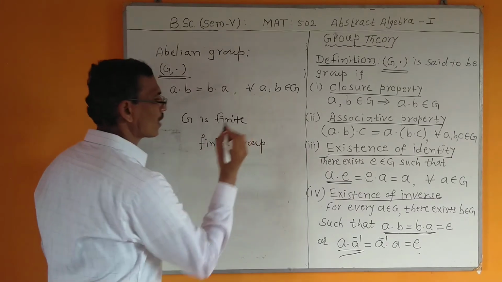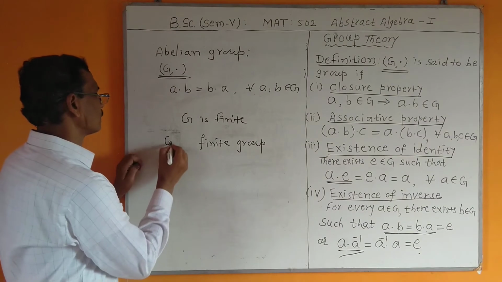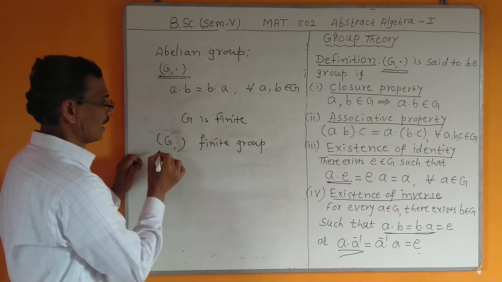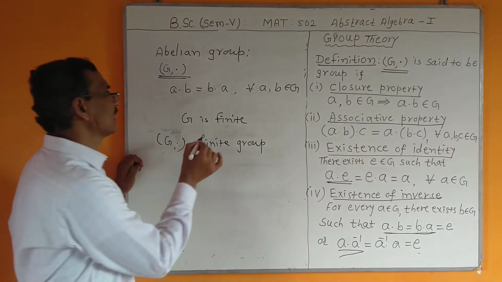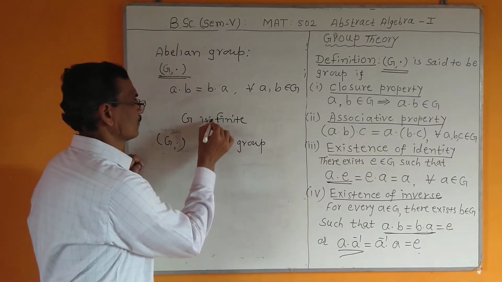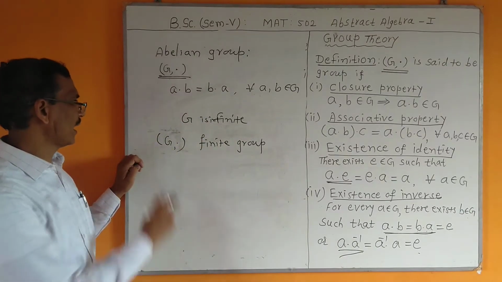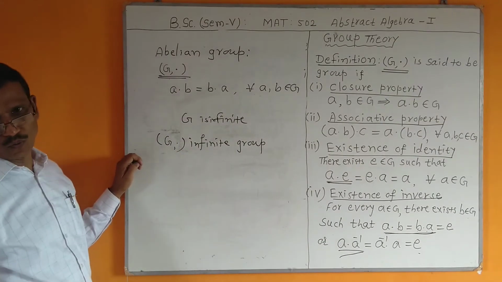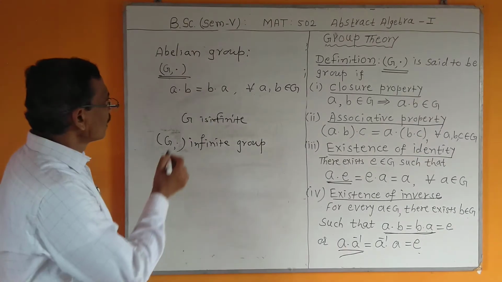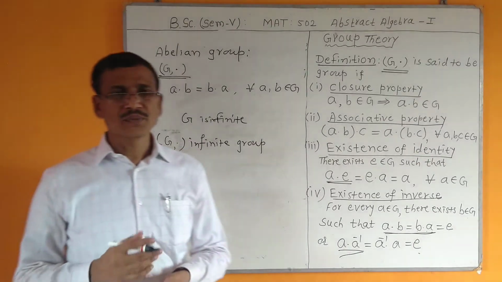If G is finite, then (G, ·) is called a finite group. If G is infinite, then (G, ·) is called an infinite group.